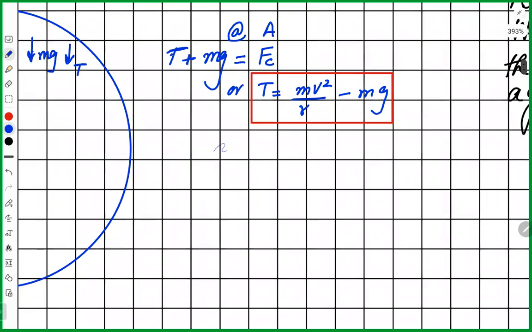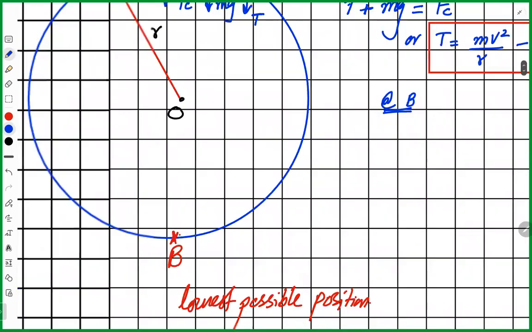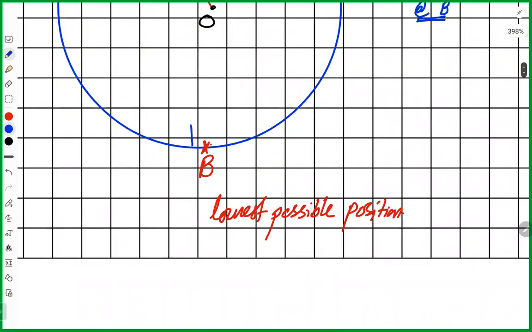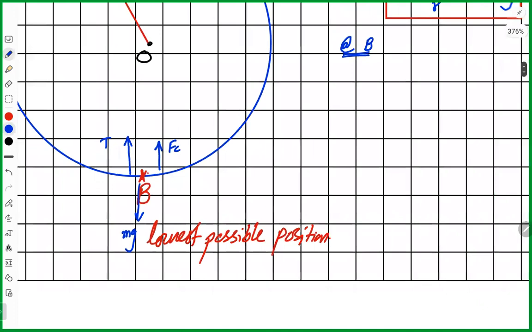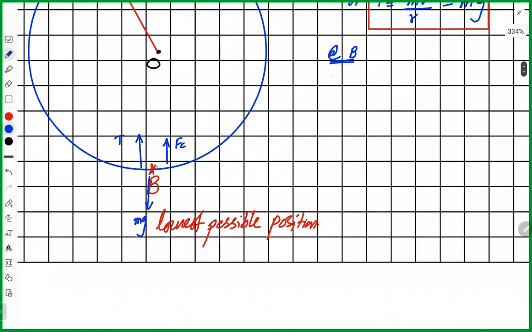Now, what will happen at B? In this case, tension is upward, centripetal force is required in the upward direction, and weight is acting downwards. So tension now has two responsibilities. Tension has to provide the force to overcome weight. So tension equals mv square over r plus mg.